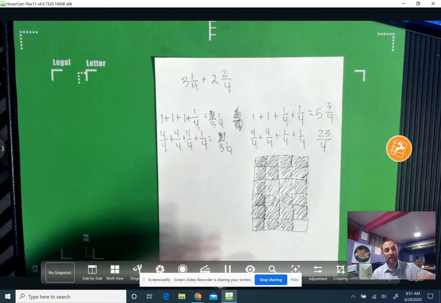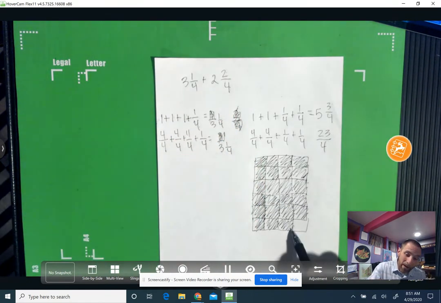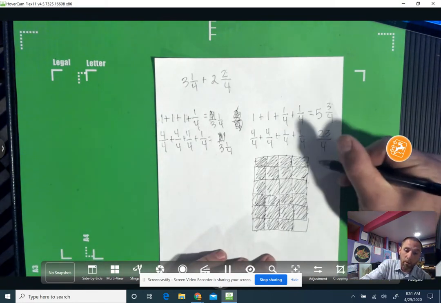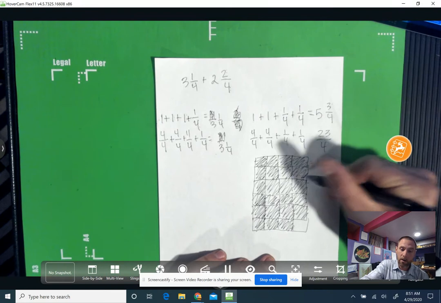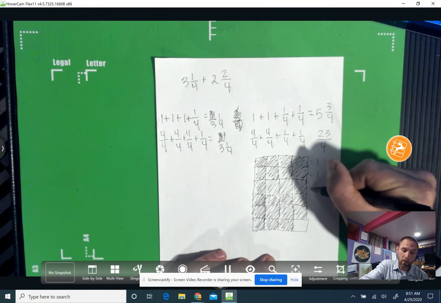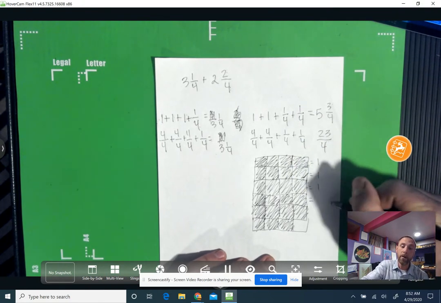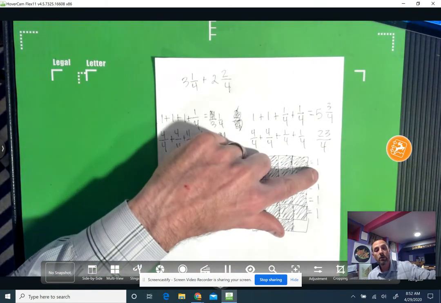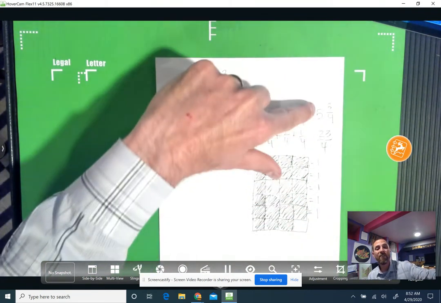Goodness gracious. We've got all these whole numbers, and then we have our fraction. Therein lies the mixed number. So we have 4 fourths, that's one whole, another 4 fourths, another whole, another 4 fourths, another whole, another 4 fourths, another whole, another 4 fourths, equaling 1, 2, 3, 4, 5 wholes.